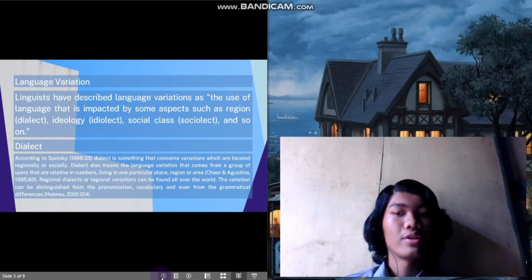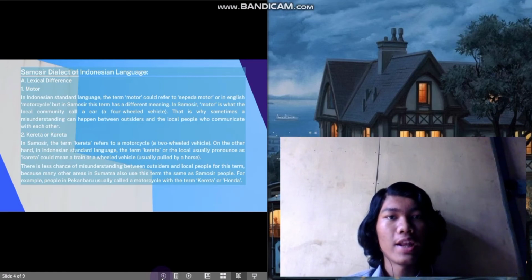Regional dialects or regional variations can be found all over the world. The variation can be distinguished from the pronunciation, vocabulary, and even from grammatical differences. Variances in pronunciation and vocabulary are probably the most obvious differences between various dialects of English that people are aware of. Samosir dialect of Indonesian language.